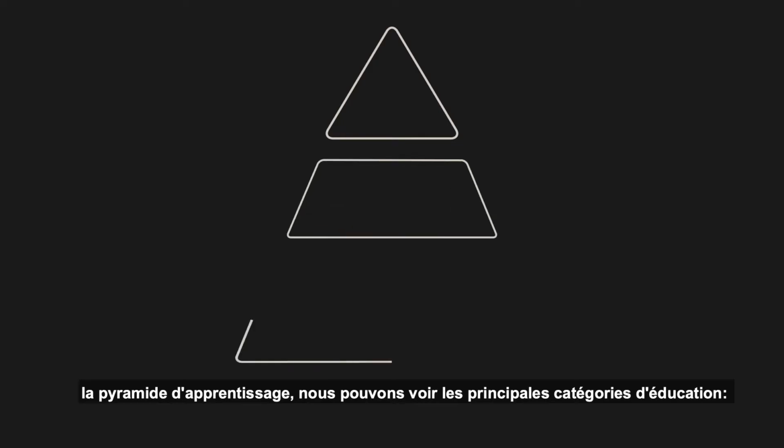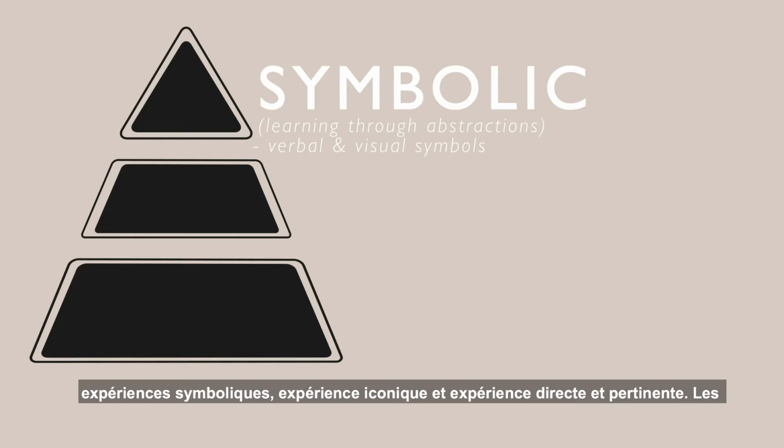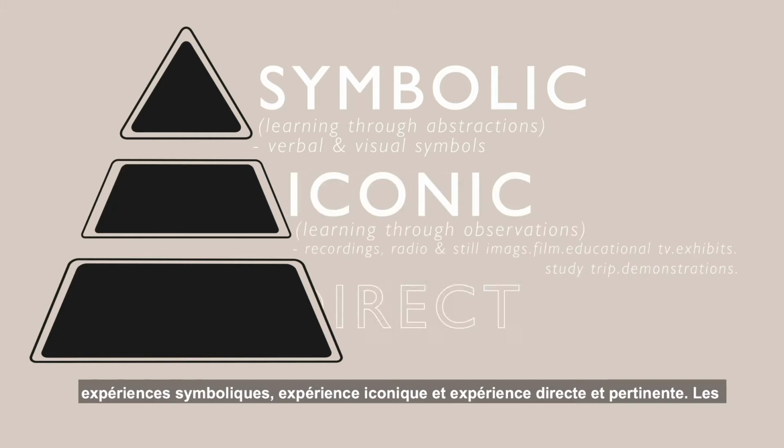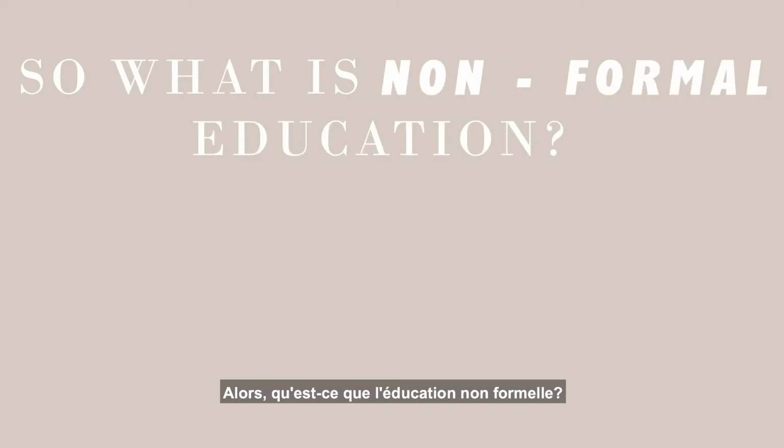It should come from and give us the experiences we need to streamline our learning. Using the learning pyramid, we can see the main categories of education: symbolic experiences, iconic experience, and direct, purposeful experience. Learning techniques can be split into formal and non-formal education. So, what is non-formal education?